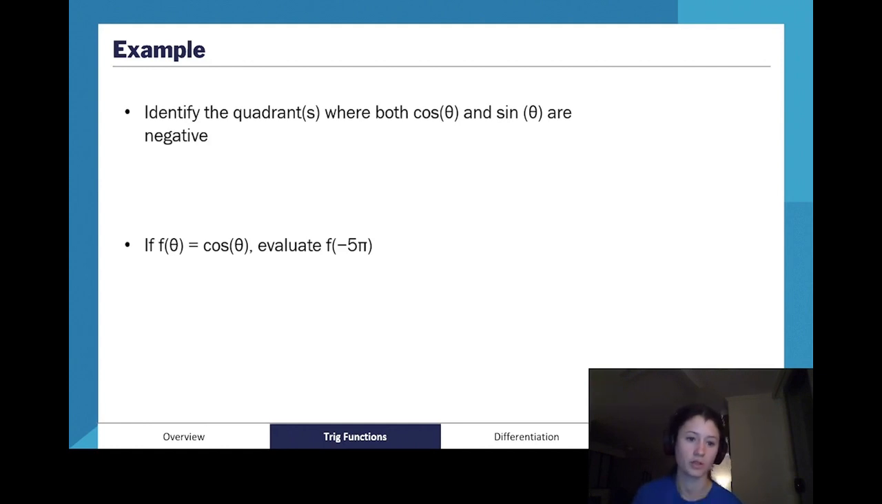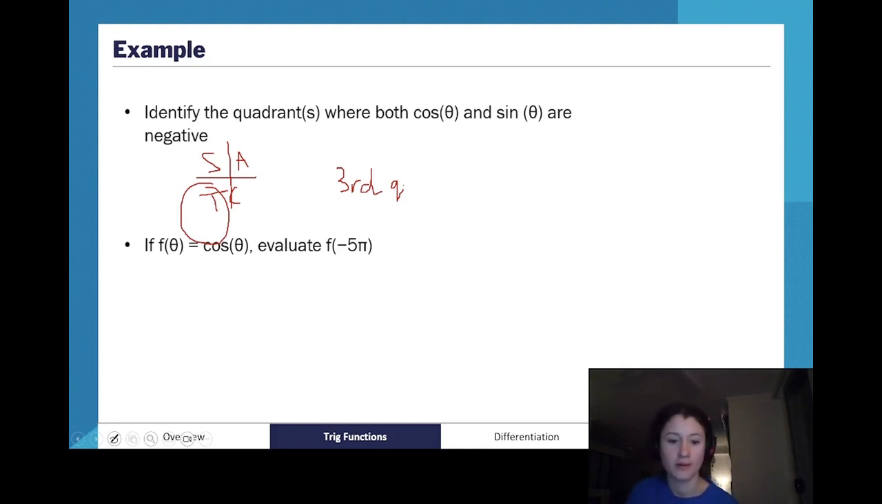Right, so identify the quadrants where both cos and sine are negative. Applying our unit circle, when both cos and sine are negative, it is going to be down here. So it's the third quadrant, because in that quadrant, the only positive one is tan, which means that both cos and sine must be negative.